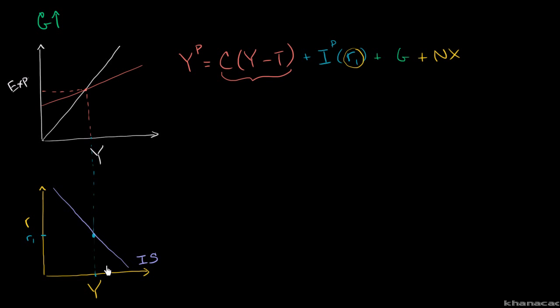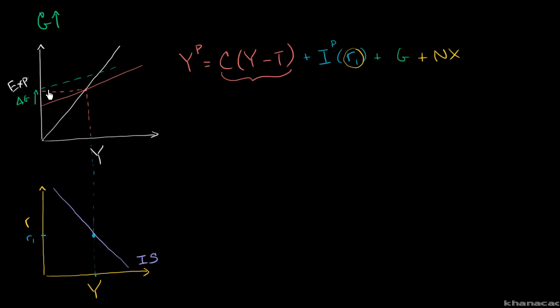Now, with all of that out of the way, let's think about what happens when government spending goes up. Well, if government spending goes up, if this piece right over here goes up, that will shift our planned expenditures up as well. And so your change in government spending, so change in G, it would shift this curve up.